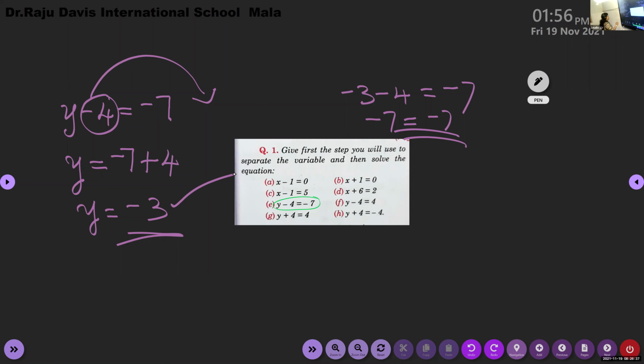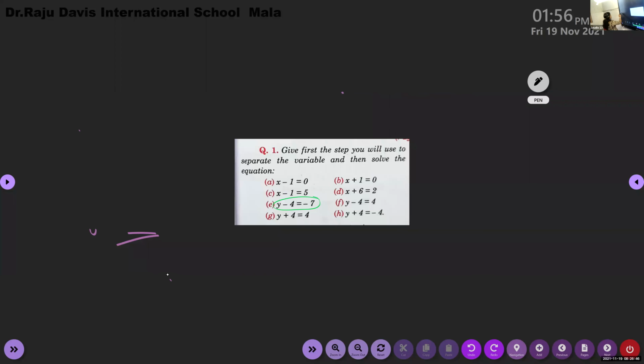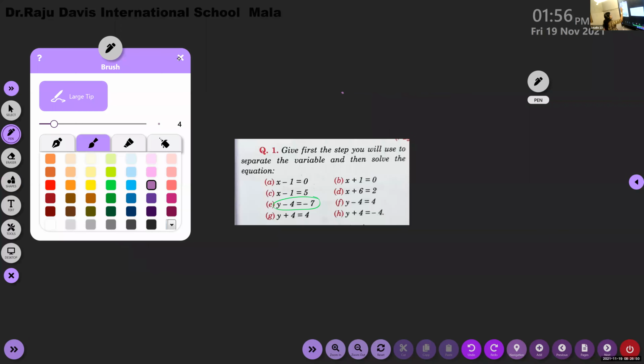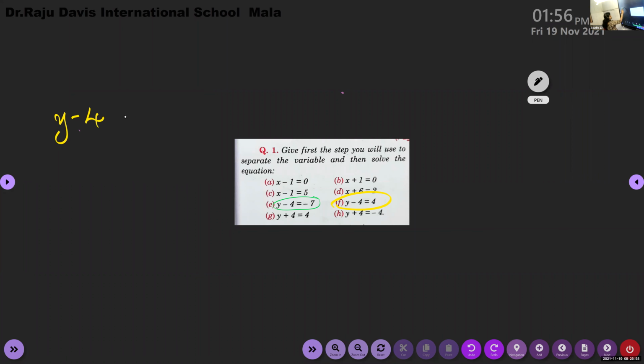Okay, now next problem. I'll give the next problem to Adidev, this one. y minus 4 is equal to 4.